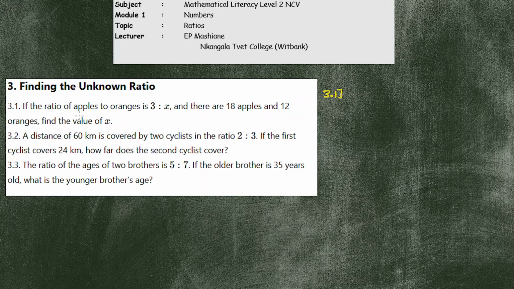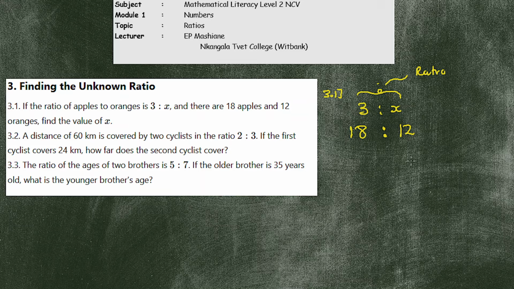So if the ratio of apples to oranges is 3 to x, look, this represents what? A ratio. This is my ratio, but there's a missing ratio, that is x. There are 18 apples and 12 oranges. Find the value of x. So 18 apples were distributed and 12 oranges were distributed as well, right?